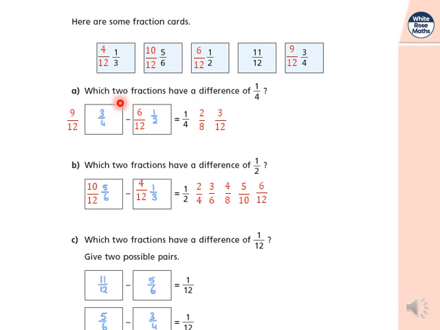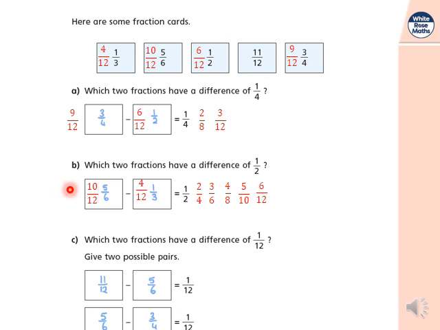Then the first question, it says, which two fractions have a difference of a quarter? And what we could have written down as well is, what is a quarter in twelfths? 3/12 is the same as a quarter. Then what two fractions have a difference? It could have been 3/4, 9/12, take away 6/12 equals 3/12. Or 3/4, take away a half equals a quarter.